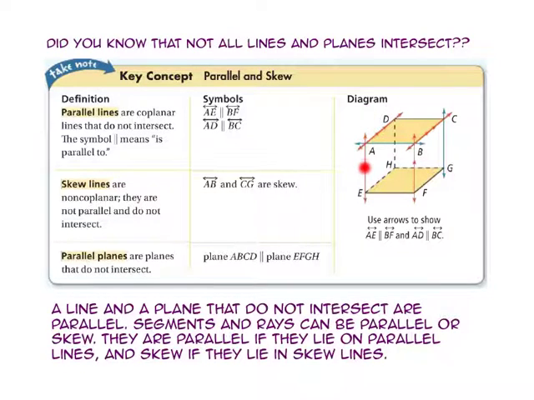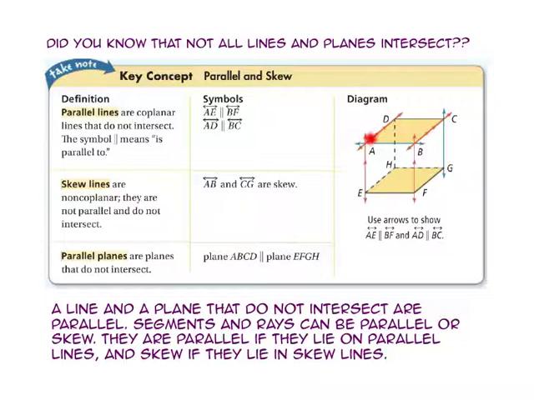Take a look at line AE and line BF. Since these lines are coplanar lines that do not intersect, they are parallel. This symbol means is parallel to. So if I read this sentence, line AE is parallel to line BF.